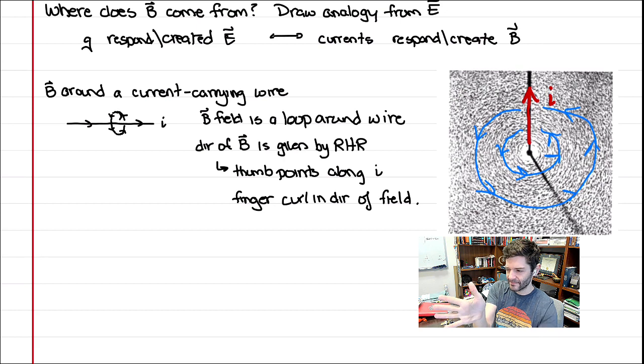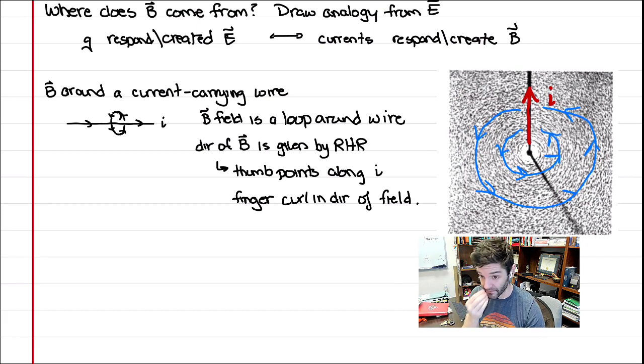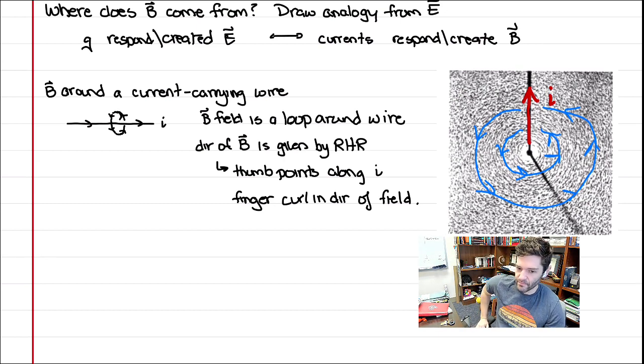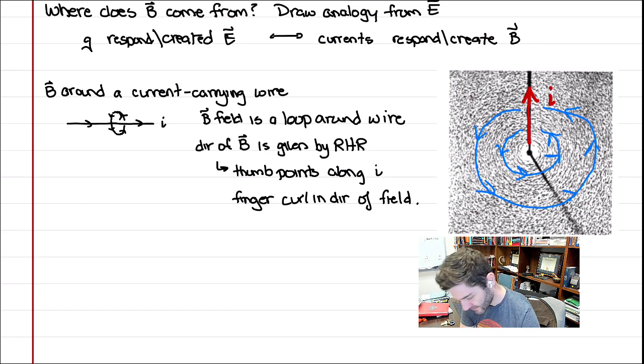Using my right hand, my fingers naturally curl around in the direction of the magnetic field in this case. Now, you would derive this with Ampere's law, but this is another great example of how you can use symmetry to argue what qualities the answer should have. Because now that I know it's a loop, which I can experimentally verify, I have a sense of the direction. It's given by the right-hand rule.